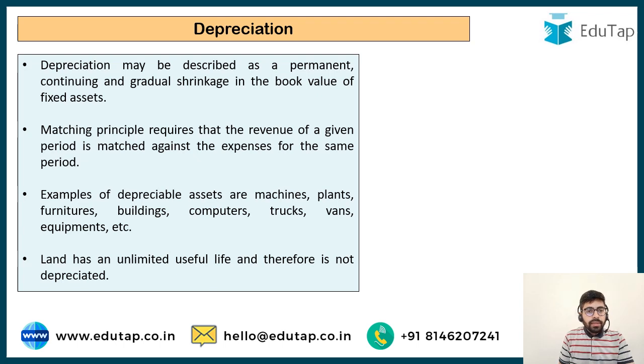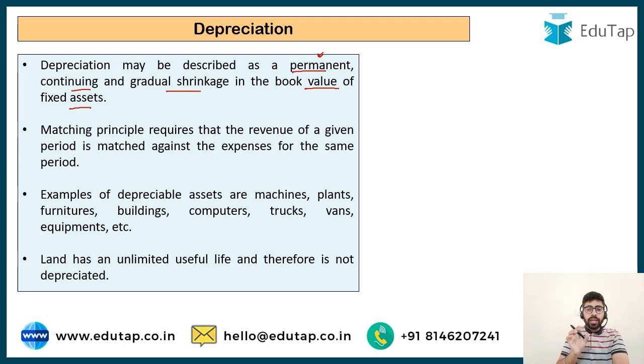Depreciation can be described as a permanent, continuing and gradual shrinkage in the book value of the fixed asset. From the accounting perspective, every asset that you have bought, its value is going to decline. Now this decline, this depreciation, is permanent. Every year the value of the asset is going to decline. This is permanent decline. It is not going to reverse.